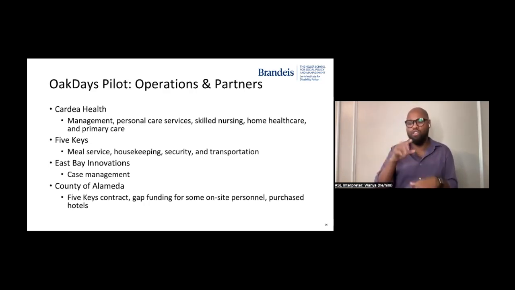The County of Alameda also played a big role by letting the contract with 5 Keys, and they provided early gap funding for on-site personnel, including health and personal care workers. And of course, they purchased the hotels with federal and state funding. Next slide, please.